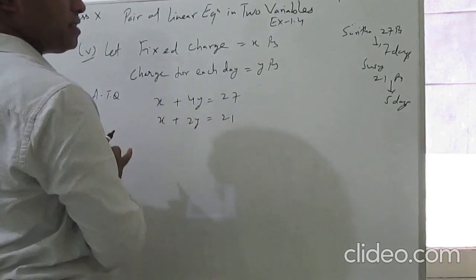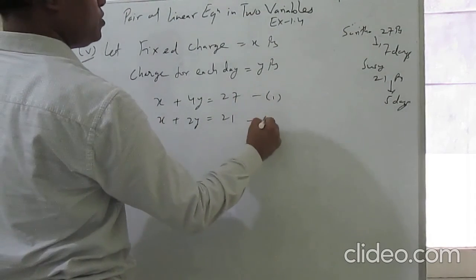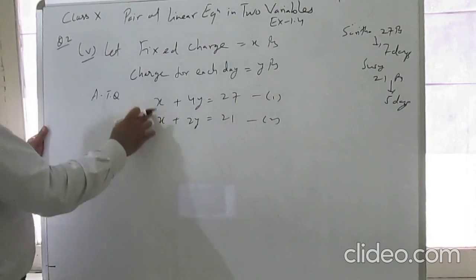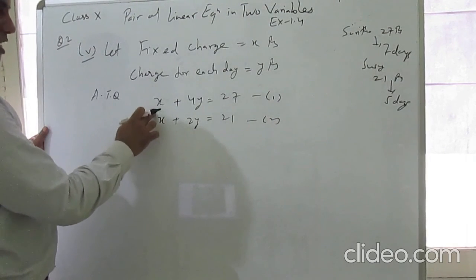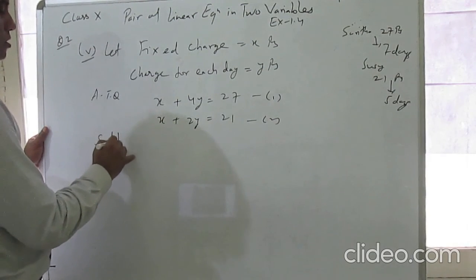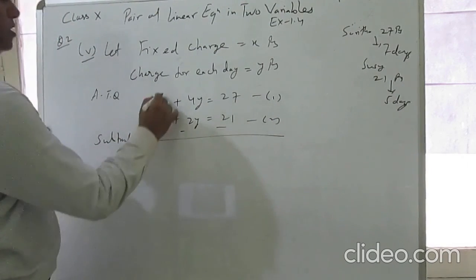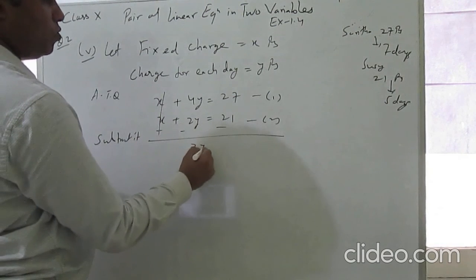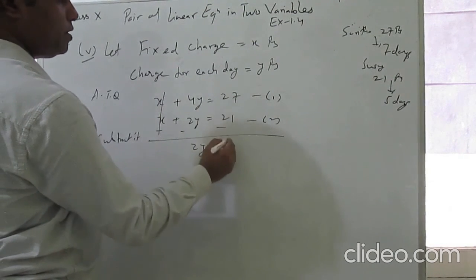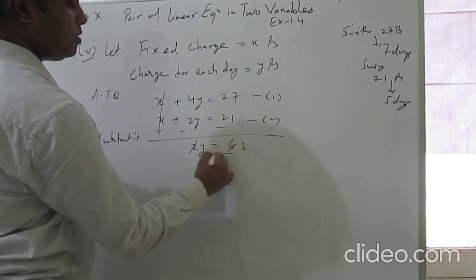दोनों मिला के कितना पैसा दिया? 21. This is equation first. This is equation 2. So here we can eliminate x and both having same sign. So we will subtract it. Minus, minus, minus. This will cancel out. Now 2y is equal to 6. y is equal to 3.